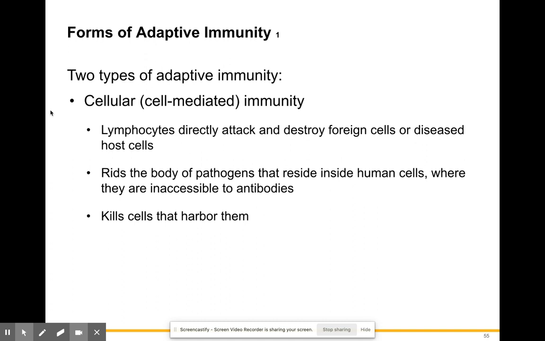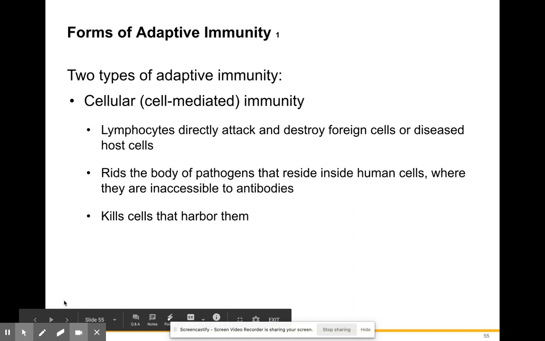So you have two types of adaptive immunity. You have cell mediated immunity, which we are going to have an entire lecture on by itself, but we'll talk about it a little bit today. Cell mediated immunity is made up of lymphocytes that directly attack and destroy foreign cells or diseased host cells. These are adaptive immune cells that are going to directly attack foreign cells, bacteria, viruses, fungus, or diseased host cells that are already infected with a bacteria or a virus. They are also going to rid the body of these pathogens, and where the pathogens are inaccessible to antibodies, they're going to kill cells that harbor pathogens. So they're going to kill hosts. That's basically what that's saying.